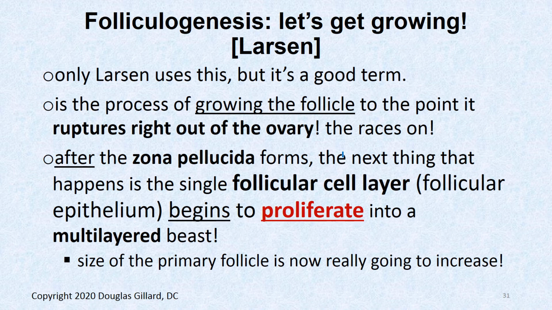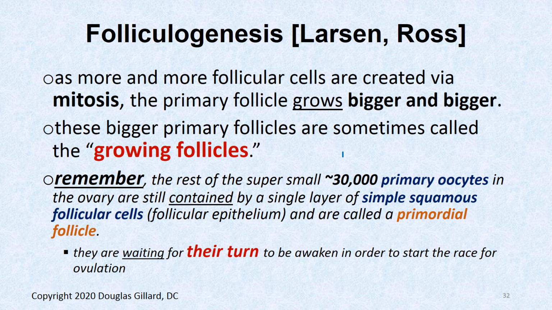Right? So after the zona pellucida forms, we've done that. What happens next? Well, we have a single layer of follicular cells. They're going to start multiplying through mitosis. And it's going to become a double layer and then a triple layer. So that layer outside the oocyte is going to start to thicken. And that's folliculogenesis. And so our primary growing follicle, sometimes it's just called the growing follicle, but we should call it primary because there's a secondary growing follicle as well.